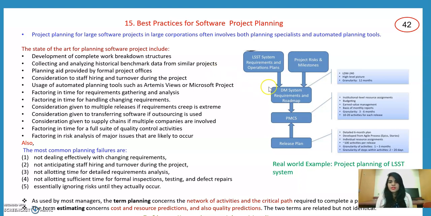And this is an example of project planning for the LSST system. Here they have the requirements and operational plans, then they also identify the project milestones and risks, and the DM system requirements and the roadmap they created. After that, they are sent to the PMCs and they release the project plan. Each of the subsystems has attributes which maintain their functionalities. As used by managers, the term planning concerns the network of activities and the critical path required to complete a project. The term estimating concerns cost and resource predictions and quality predictions. The two terms are related but not identical.